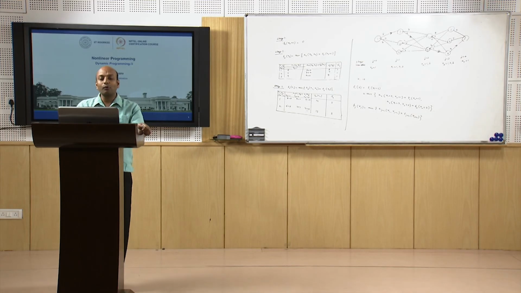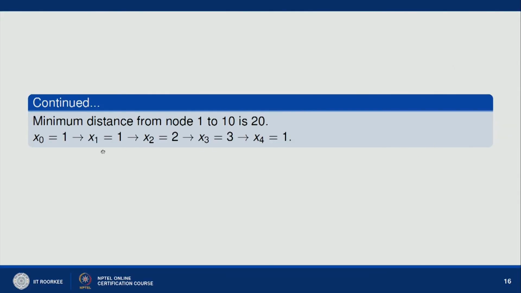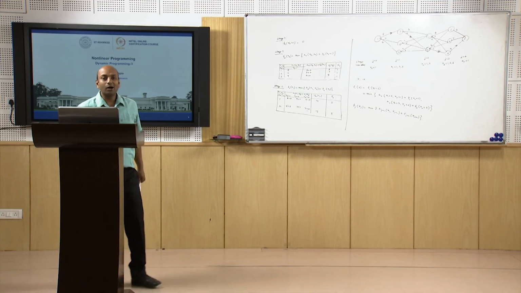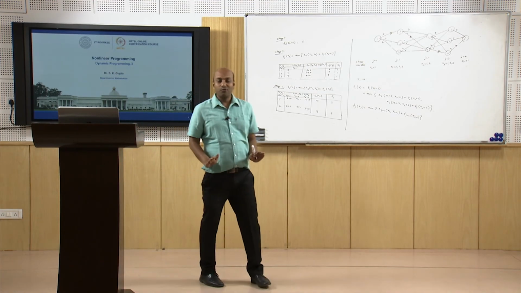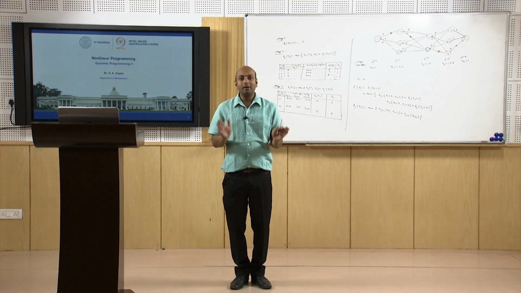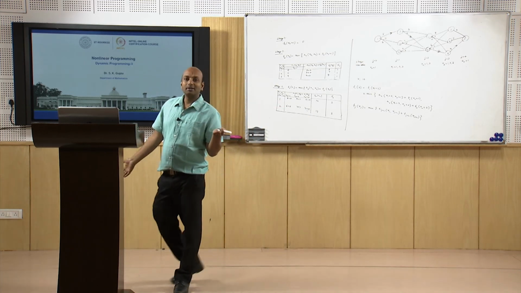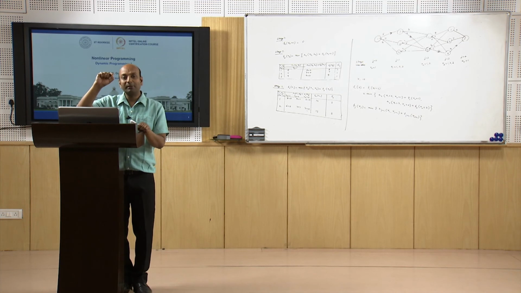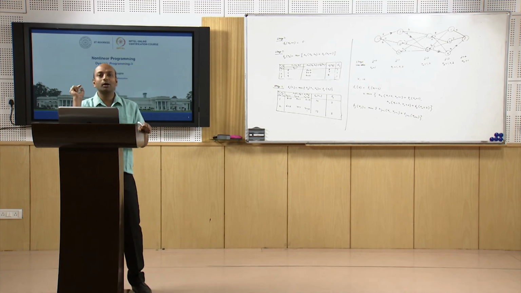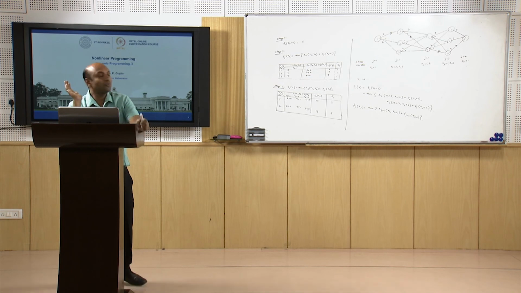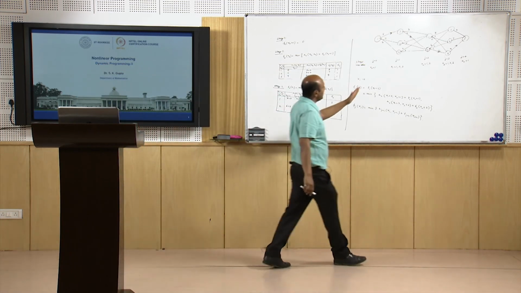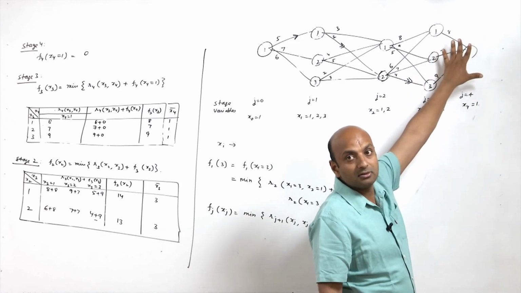So the minimum distance from node 1 to node 10 is 20, and the path is x0 to 1, then x1 to 1, x2 to 2, x3 to 1, x3 equal to 3, and then x4 equal to 1. So this is how, using the dynamic programming approach, we can easily find out the minimum distance from node 1 to node 10, the minimum path length and the path also. So what we have done here, we have divided a larger problem into sub problems.